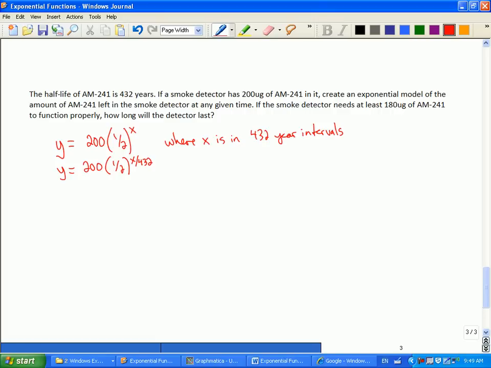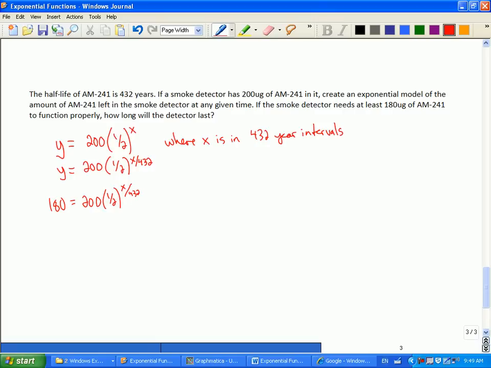So that's my model, and it says if the smoke detector needs at least 180 micrograms, how long will it last? So this is what we're trying to figure out then: if I say that's the threshold where this smoke detector won't work anymore, and I don't know, by the way, if that's true, so don't take my word for it, just test it. There's a little test button. Just push the test button. This is the equation we're trying to solve.